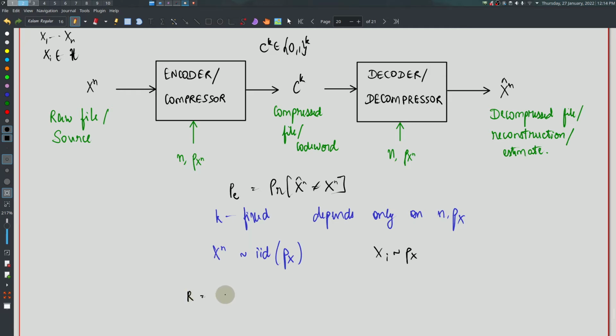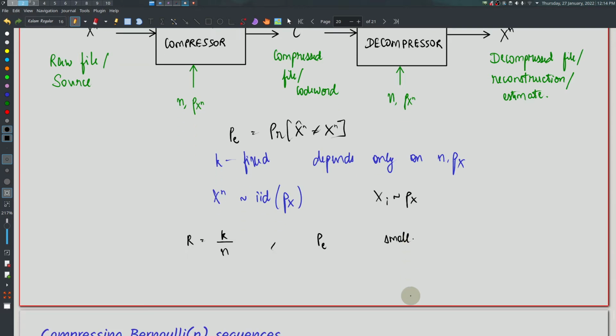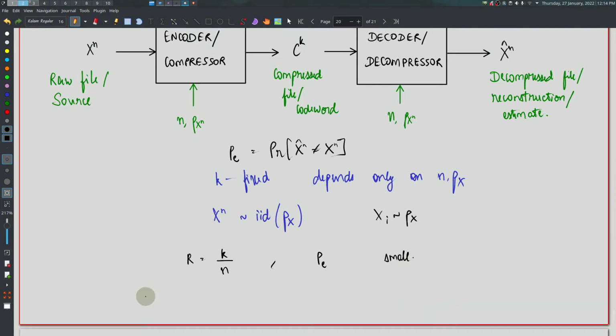The rate of the compression scheme, as we've defined previously, is k over n. So the goal is to design the encoder and the decoder such that r is as small as possible, and also Pe is as small as possible. Okay, and we'll analyze this in the regime where n is very, very large. So we're interested when n is much, much larger than 1. In fact, we'll let n tend to infinity.